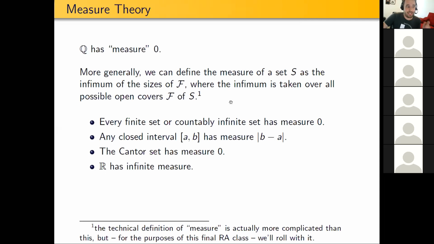And so what we have shown is that Q has measure 0. And that same argument says that every finite set or every countably infinite set has measure 0. At the same time, any closed interval of real numbers has measure equal to the size of the interval. So the closed interval from 0 to 1 has measure 1, which means that the closed interval from 0 to 1 is somehow thicker than the set of all rational numbers together. There are a few other examples that we've seen. The Cantor set turns out has measure 0. The set of all real numbers has infinite measure.